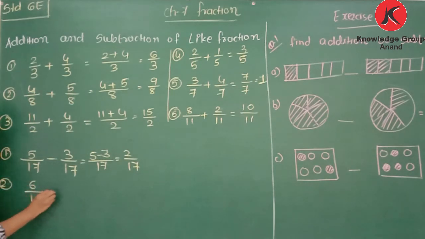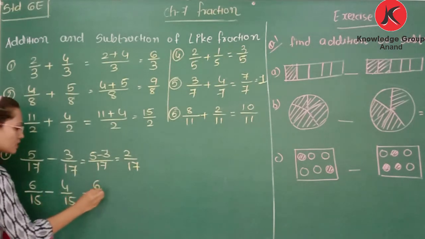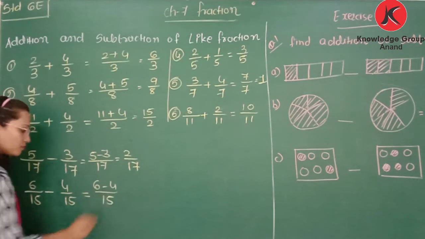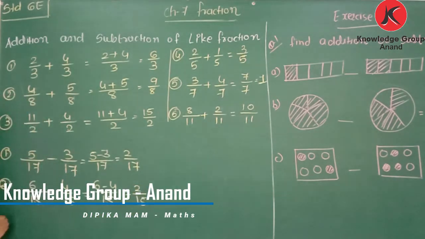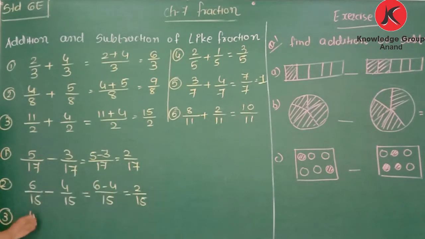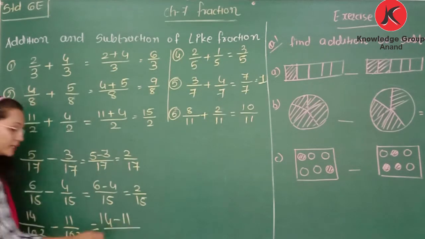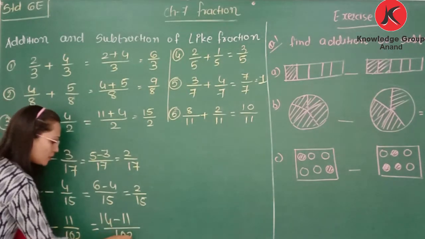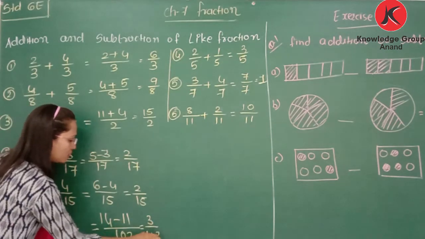Let's take some more examples. 6 by 15 minus 4 by 15. So again 6 minus 4 by 15 that is 2 by 15. Now next, 14 by 100 minus 11 by 100. So here what you need to do? Perform the subtraction of 14 minus 11. The denominator remains the same. So it is 3 by 100.